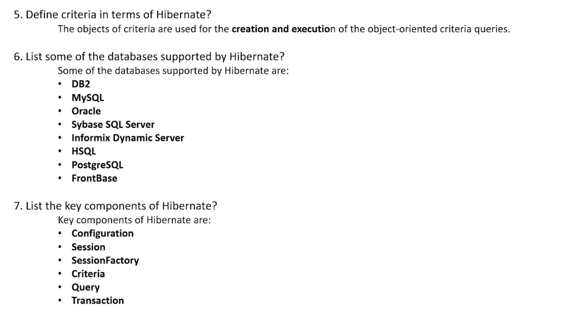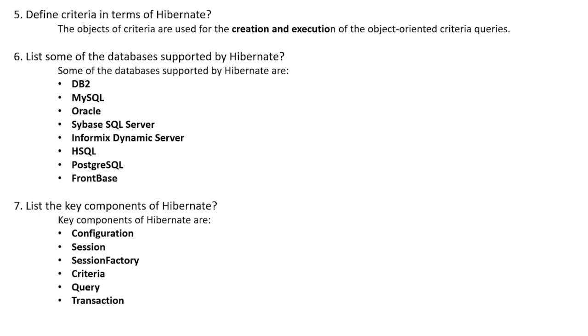Question 6. List some of the databases supported by Hibernate. Answer. Some of the databases supported by Hibernate are DB2, MySQL, Oracle, Sybase SQL Server, Informix Dynamic Server, HSQL, PostgreSQL, FrontBase.